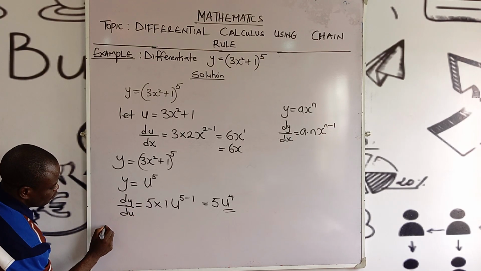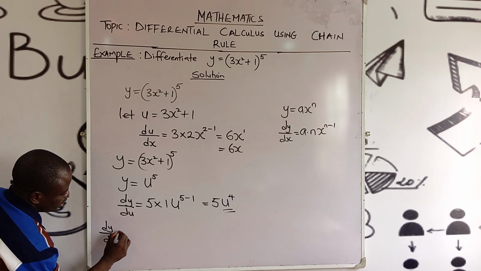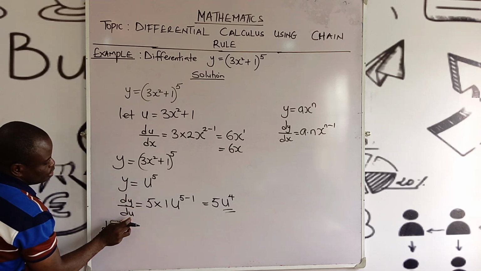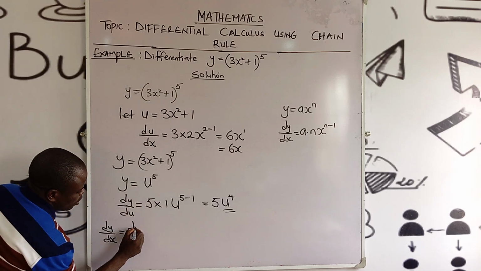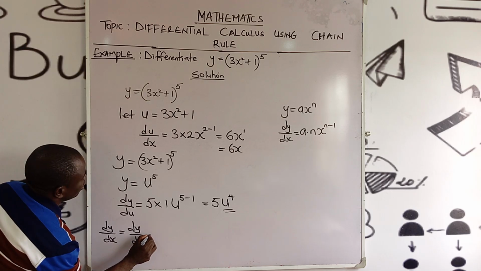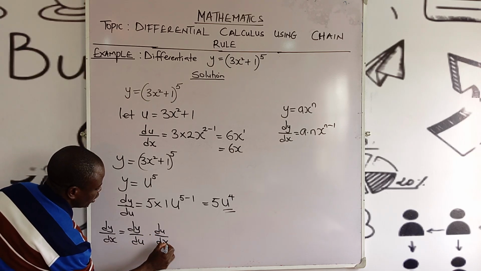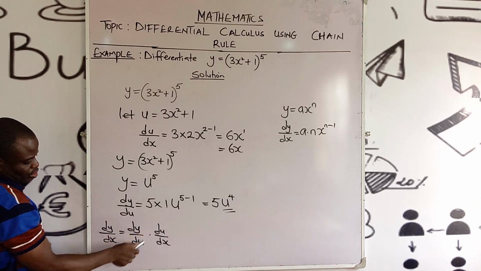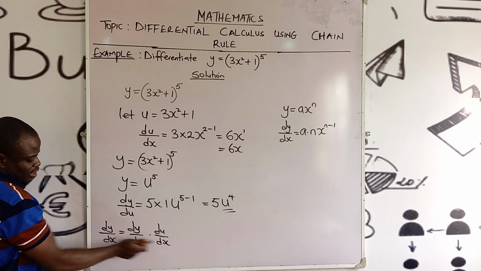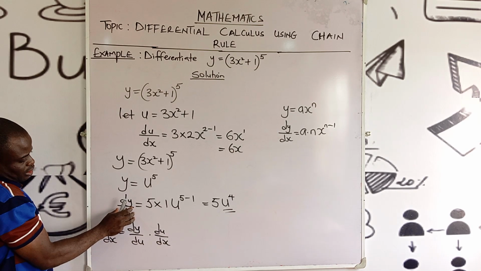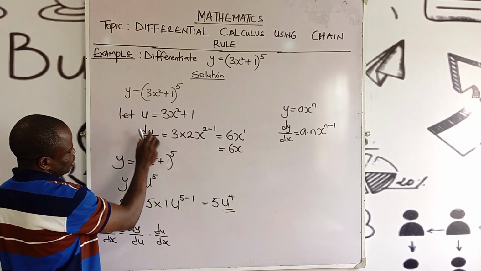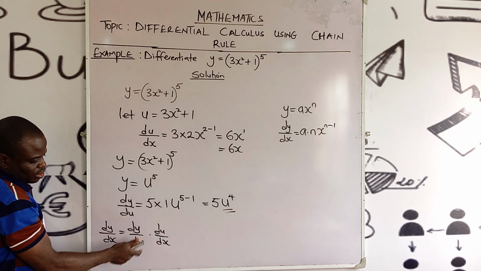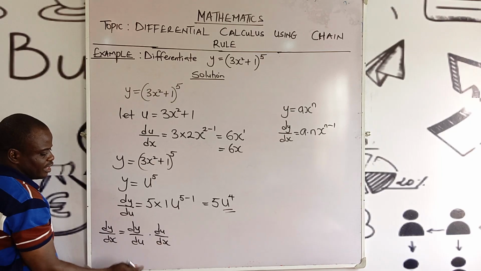Now bring out the general formula. dy over dx equals dy over du multiplied by du over dx. Can you see? dy over du multiplied by du over dx. When you cross it, du cancels du, it will give us dy over dx back. That means that when you bring dy over du multiplied by du over dx, it will still give you dy over dx. You can see when you cancel, du cancels du, you are left with dy over dx.